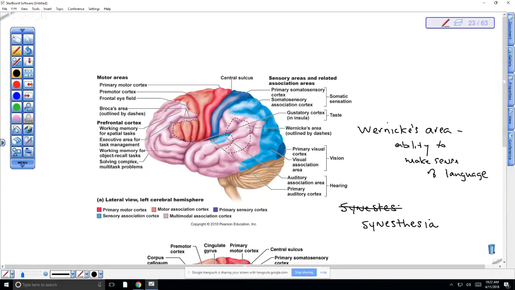So syn means coming together. And so this is where people sometimes mix the senses. So this is sometimes referred to as sensory mixing. And so this is the phenomena where people might hear a sound when they see a number, or they might associate a number with a particular color.